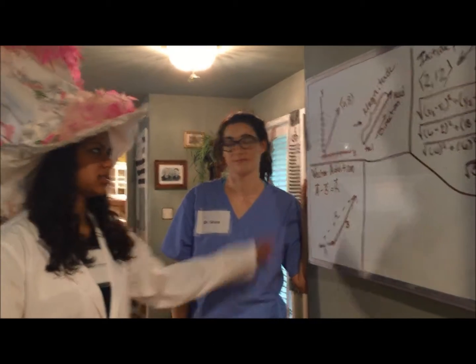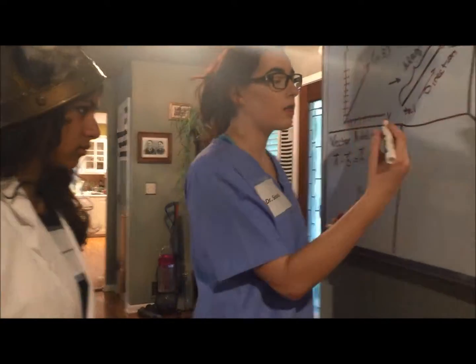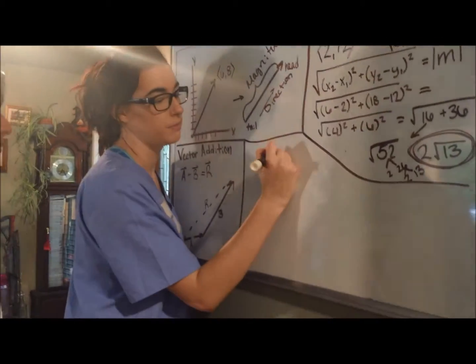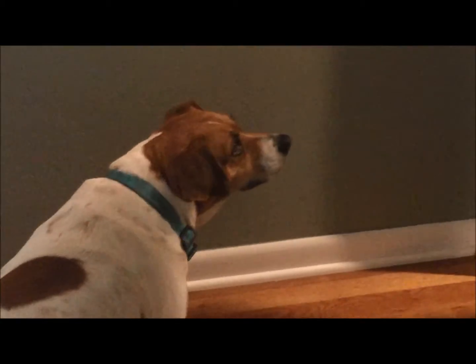Okay, well, hold up. Like, what's that? The 6, 8, that's the vector in component form. But if you have the same thing, another form you could do is 6i plus 8j. Wow. And that's just the linear combination.